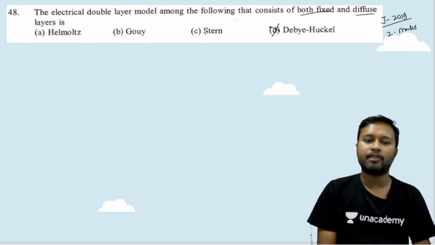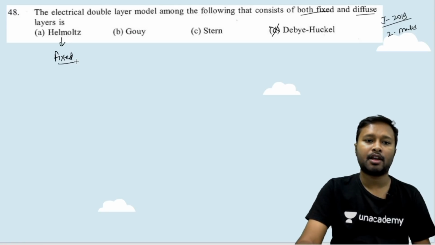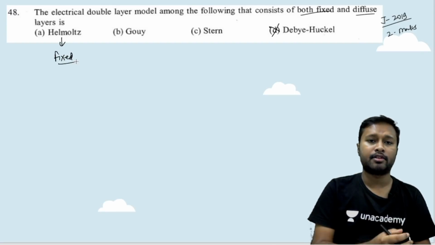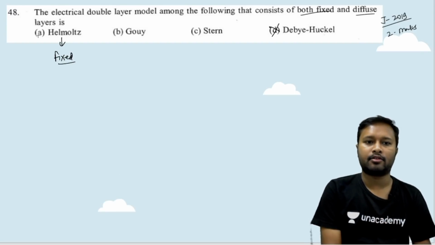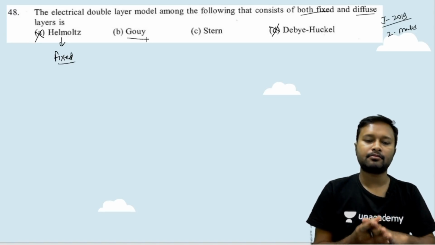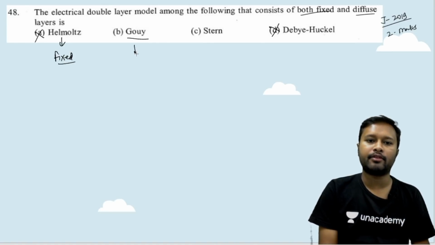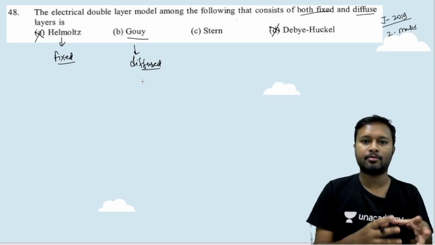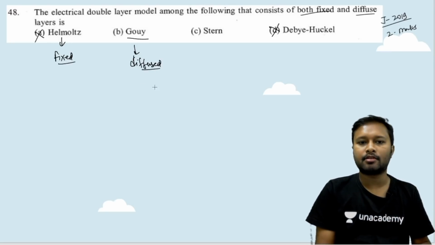Talking about the Helmholtz and Stern model, the Helmholtz model was totally on the fixed layer. Okay, it basically talks about the fixed layer. So like on the first layer, how the counter ions are going to get fixed. Helmholtz model talks about that, so that's also not going to be the option. Your Gouy-Chapman model basically talks about more of your diffused layers. So the ions are diffused over here, they're not fixed in this Gouy-Chapman model. So this is also not the option.